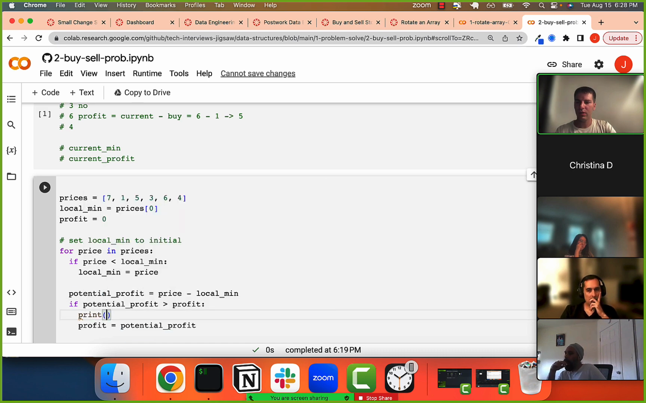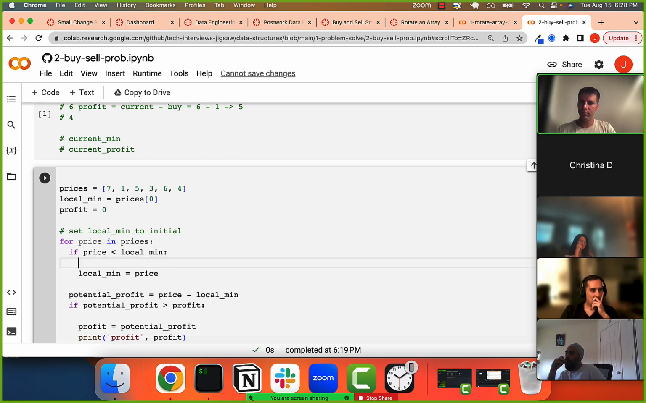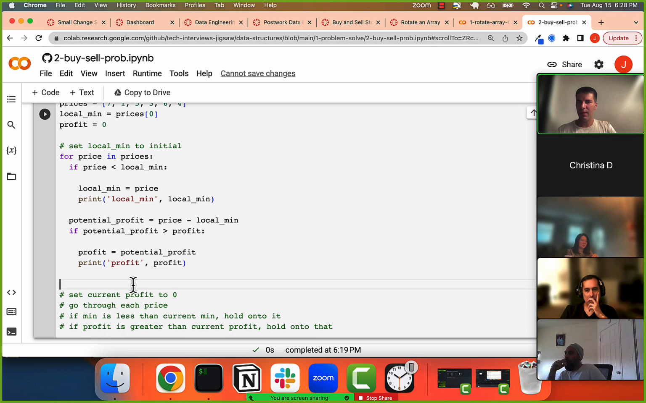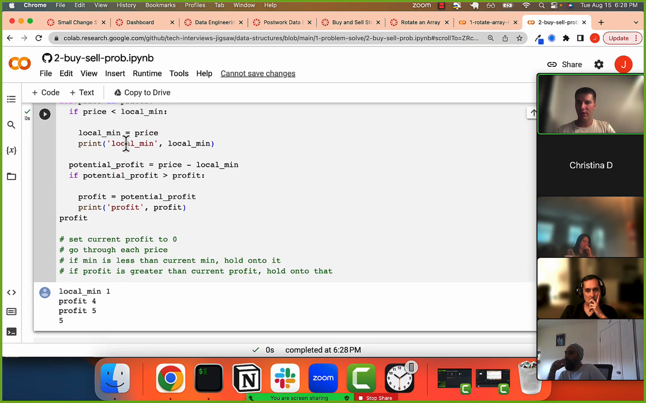We'll print the profit. And let's also print the local min. And then if we get to the end, the profit should be our answer. So it did work. Let's try to figure out how.